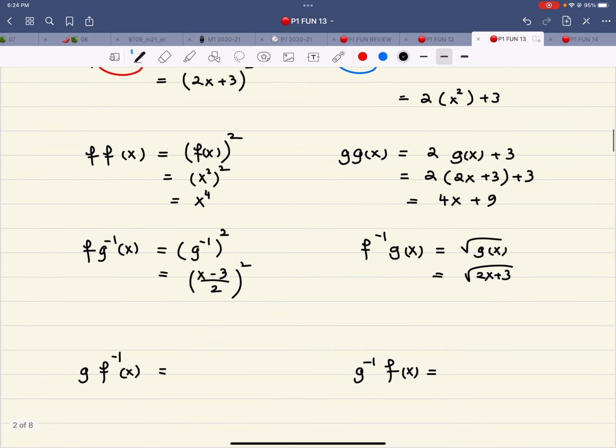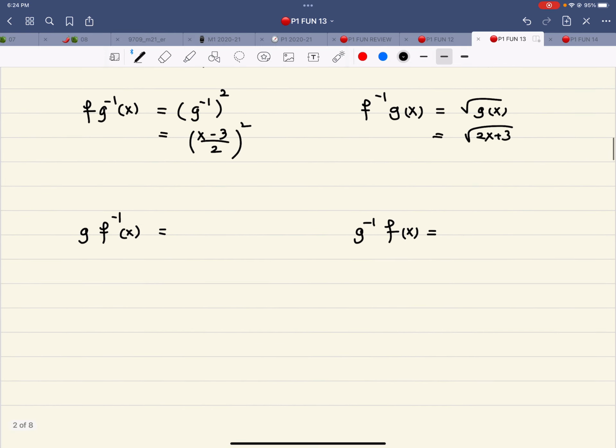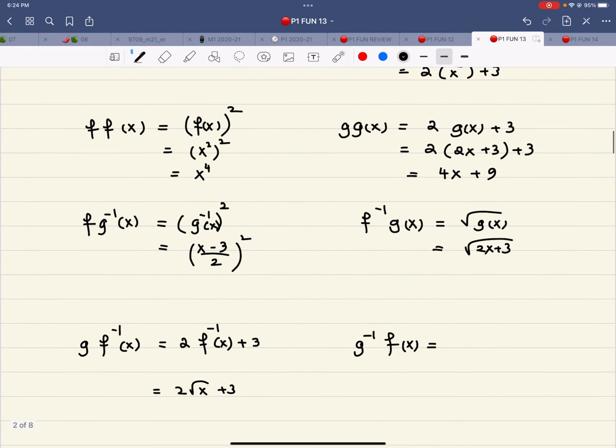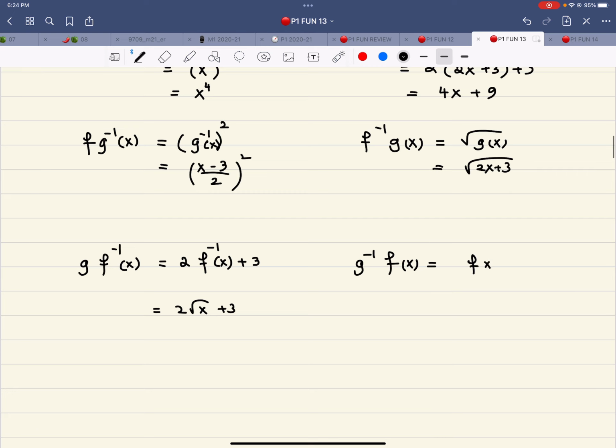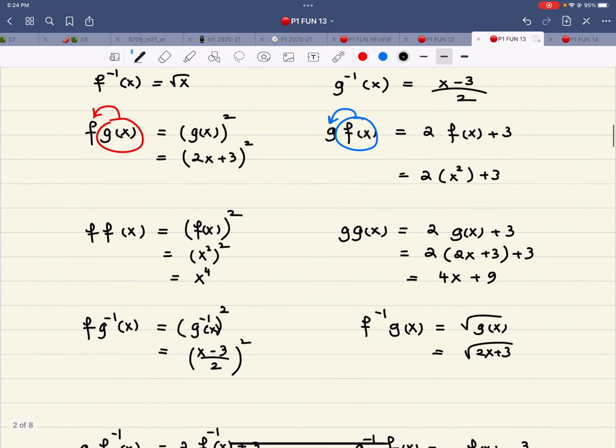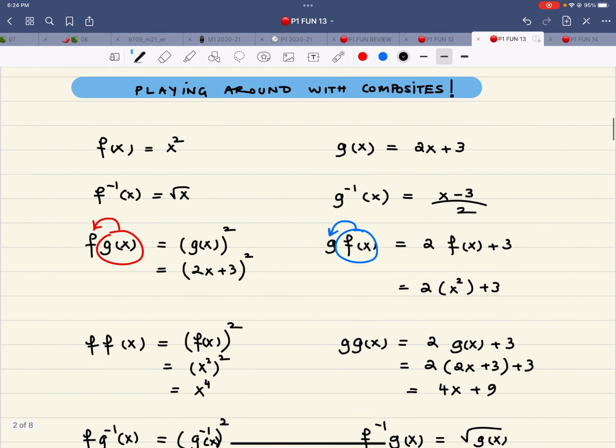Similarly, g of f inverse, g(x) is 2x plus 3, so therefore this is 2 times f inverse x plus 3. Let me write x over here. That is 2 root x plus 3. And similarly, g inverse of f(x), what is g inverse? (x minus 3) over 2, which is (f(x) minus 3) divided by 2, which is (x squared minus 3) over 2. So a lot of possible scenarios are there.